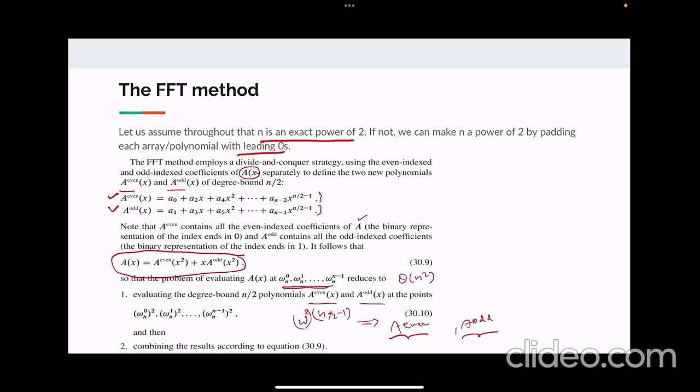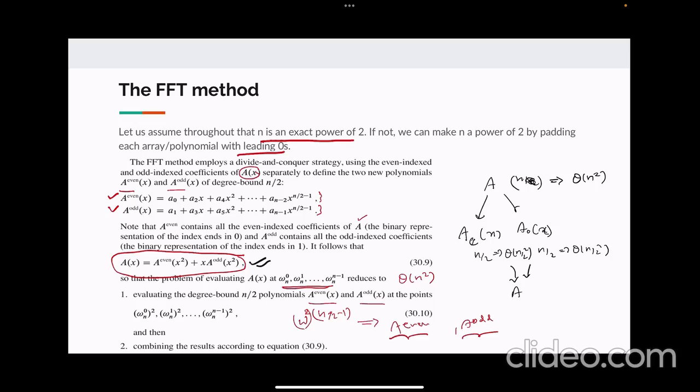So how will this be beneficial for us? We can see that we have now converted our polynomial A into two polynomials, A even of x and A odd of x, and each of these has a size of n by 2, and together this is the size of n. So what basically happened is the calculation for this would take theta of n by 2 square, and this would take theta of n by 2 square, which has already reduced the time complexity by a factor of 4. And when we combine them, we'll only take a time complexity of theta of n using this formula, which will give us back our A.